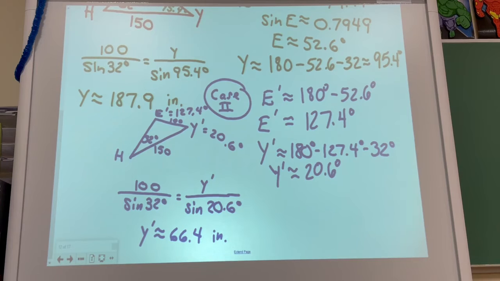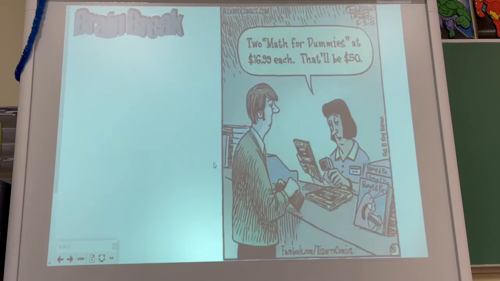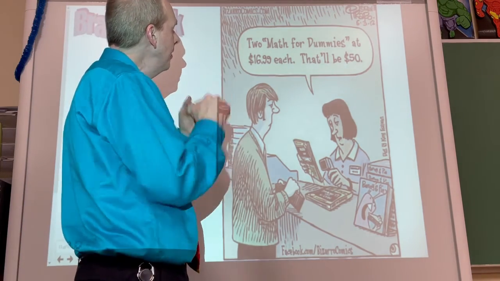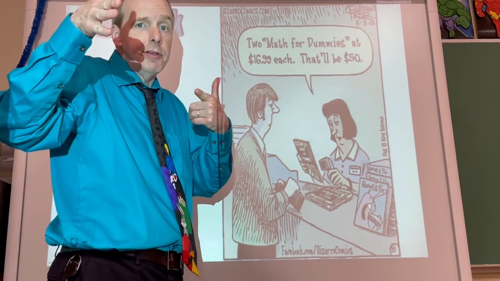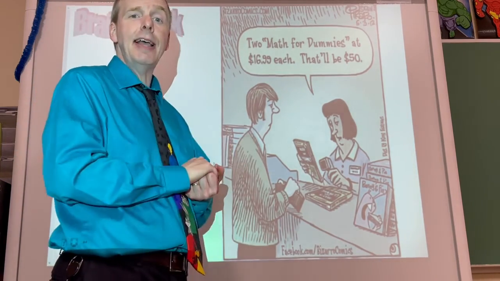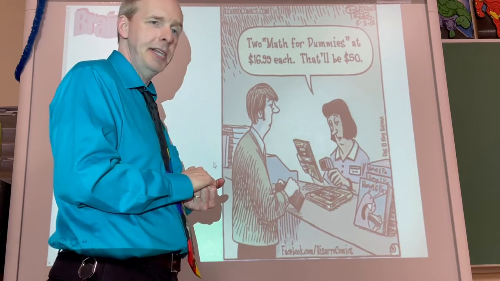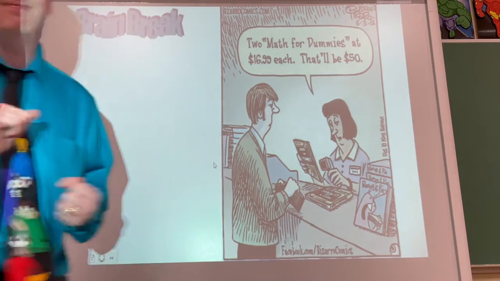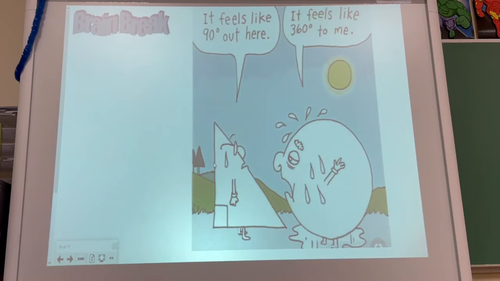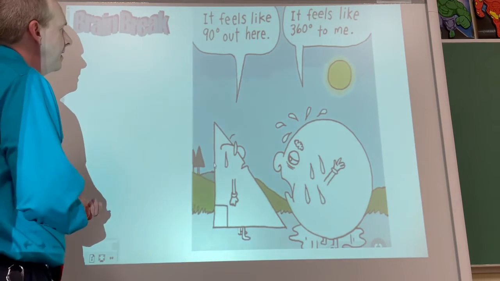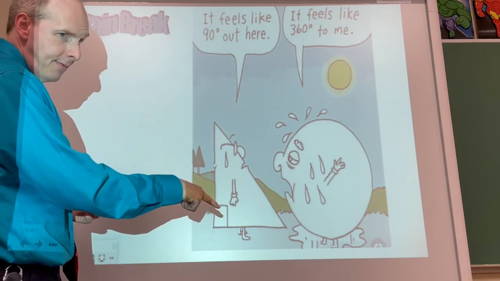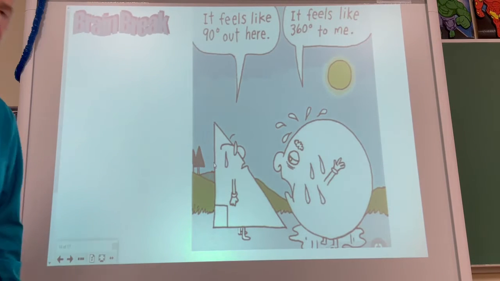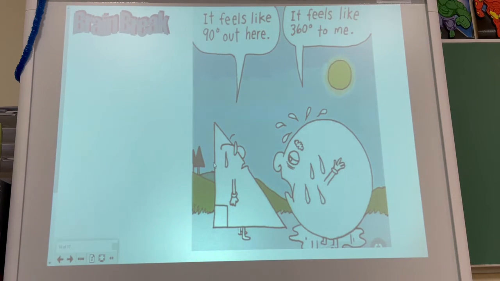Whew, that was rough. Wasn't that great? How about a brain break? Buying books, he says, I'll take 2 Math for Dummies. They actually have those kind of books. Math for Dummies at $16.99 each. And she says that'll be $50. Aren't you glad you can do math? Triangle says, feels like 90 degrees out here. Right triangle. Circle says, it feels like 360 degrees to me. Haha, good one.